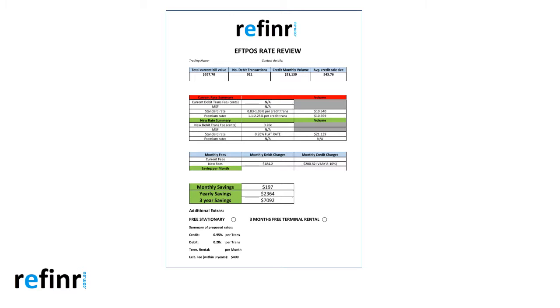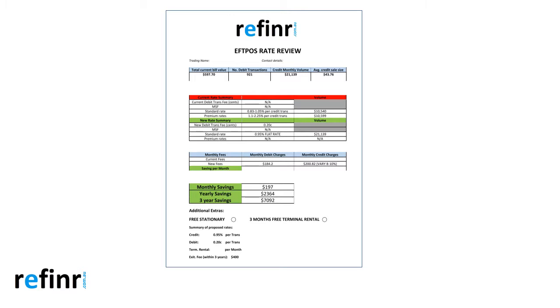So you'll notice across the top there are the 4 key pieces of info, being total bill, number of debit transactions, credit monthly volume, and average sale price. So that's information that we like to use when we're looking up quotes, but it's also good for the customer as well, just to get that simple info in front of them, and if they're ever comparing themselves or whatever they may do, they can just get a bit of an idea of what they're dealing with.